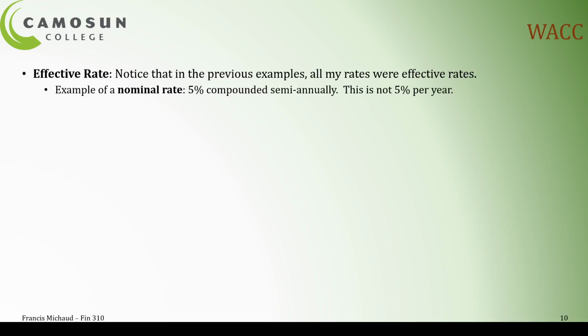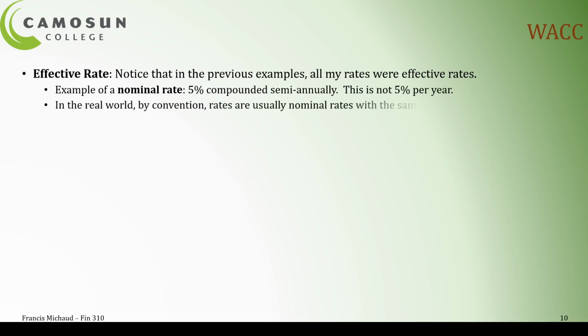A nominal rate would be an interest rate that is compounded semi-annually, quarterly, or monthly. Okay. The issue, for example, if you have a nominal rate of 5% compounded semi-annually, is that that's not actually 5% per year. It's actually more than that. 5% compounded semi-annually is actually 2.5% every 6 months. And that's going to end up at the end of the year, because of compounding, being more than 5%.